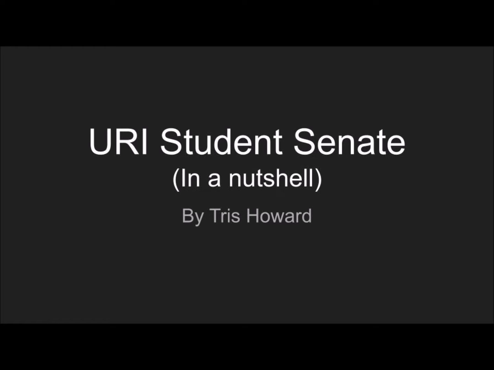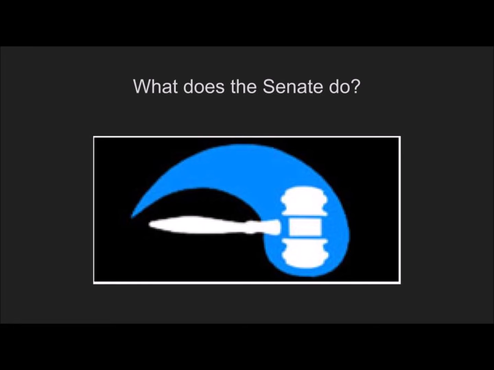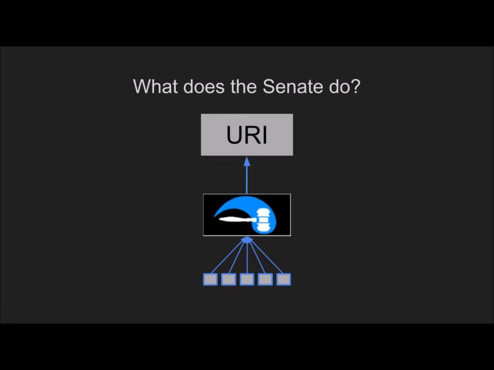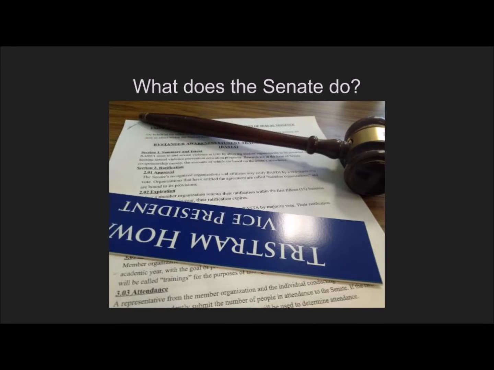Okay, here is an abbreviated version of how the University of Rhode Island Student Senate works. The Senate generally accomplishes three things. It promotes student involvement using a tax it collects from every student. It represents student interests to the university and to whoever else is asking. And it looks good on its members' resumes.